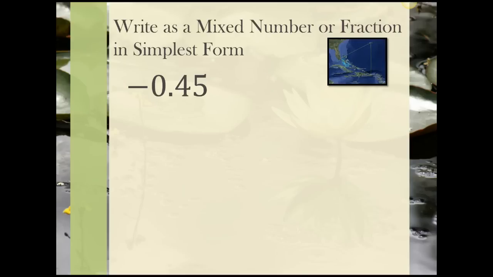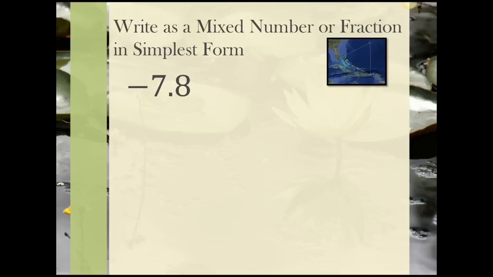Let's write negative 45/100 as a mixed number or fraction in simplest form, and it would be negative 45 over 100. I then can simplify the fraction by dividing both the numerator and the denominator by 5. This gives me an answer of negative 9 over 20.